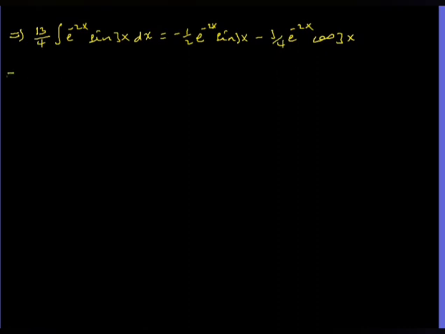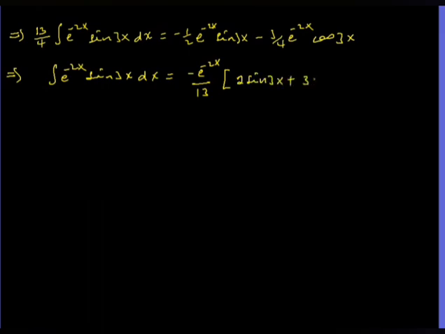So multiplying both sides by 4 over 13, we get the integral of e to the power of minus 2x times sine 3x dx becomes minus e to the power of minus 2x over 13 times 2 times sine 3x plus 3 times cos 3x plus an integration constant. So this is the integral for the f part.